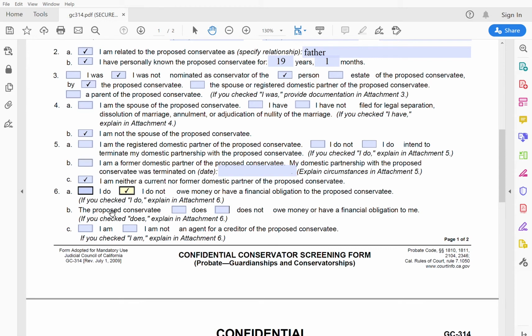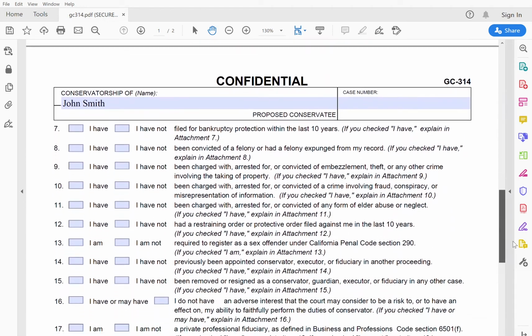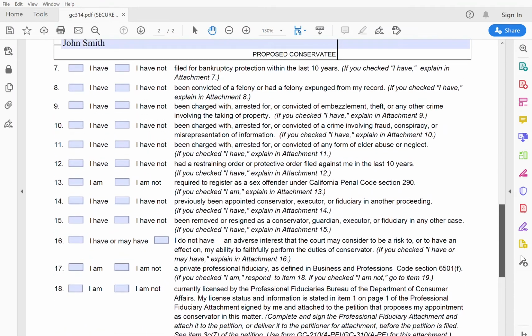All right. The proposed conservatee does not owe money or have a financial obligation to me, typically the case. Either I am or I am not an agent for a creditor of the proposed conservatee. Either I have or I have not filed for bankruptcy protection in the last 10 years. Either I have or I have not been convicted of a felony or had a felony expunged from my record.